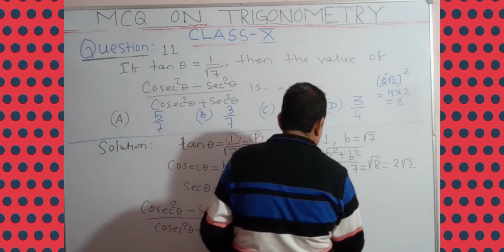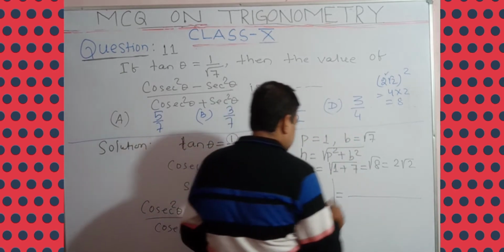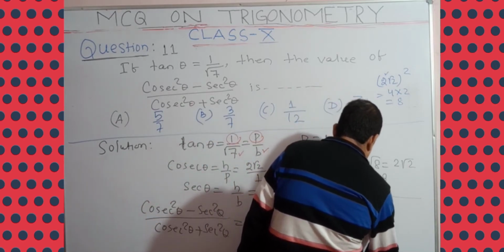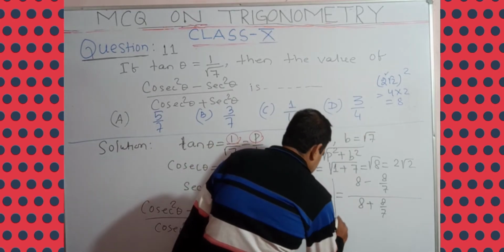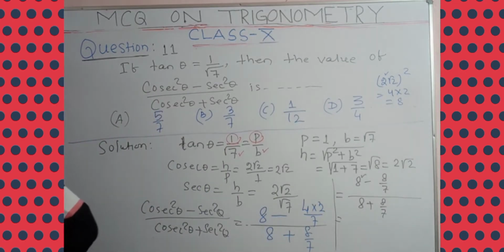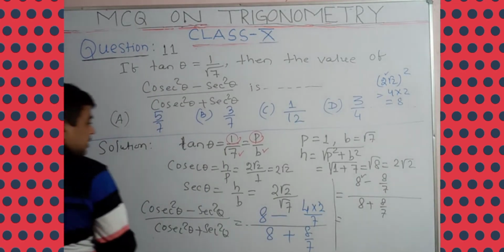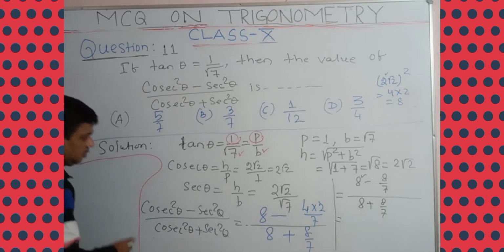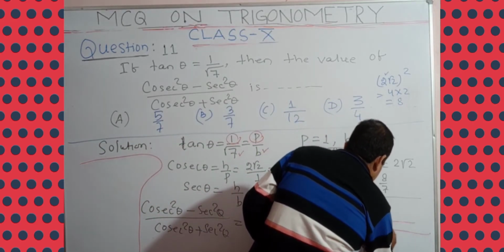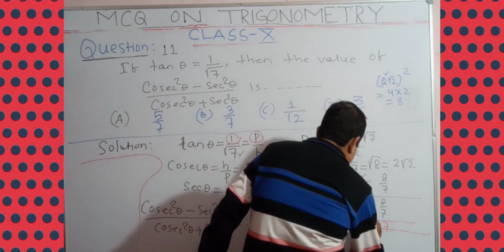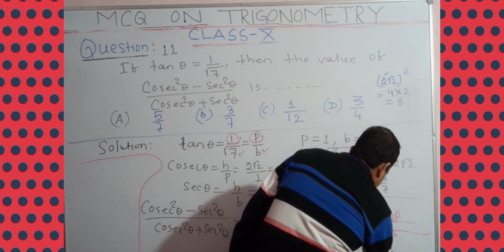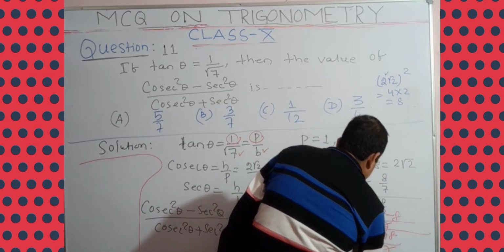You see now here, 8 minus 8 upon 7, and here 8 plus 8 upon 7. Understand? So here 8 and 8, look at here. And you see, we'll take the LCM as 7, and 8 7s are 56 minus 8, and it will be 56 plus 8 upon 7. Understand? And the 7s will cancel.